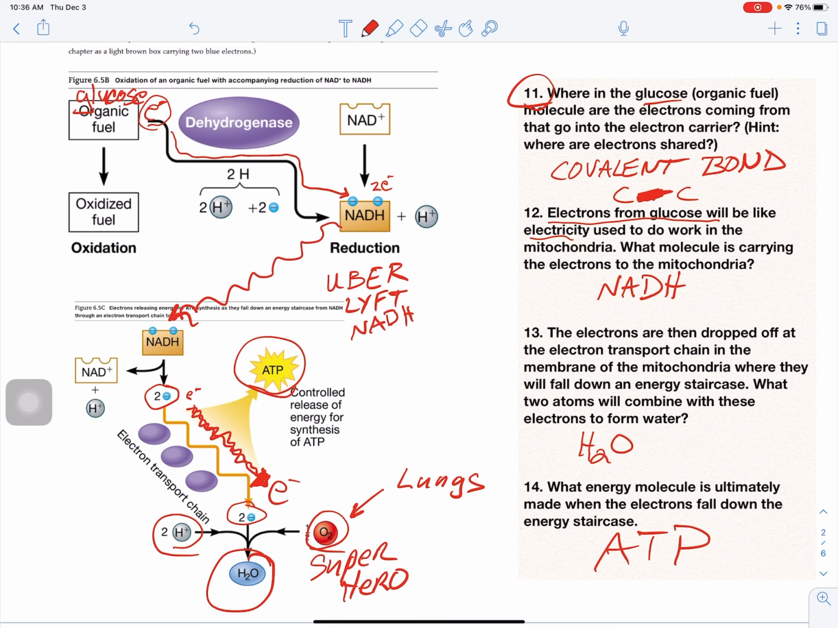What is the electron carrier? NADH. What happens to the electrons? They're going to combine with oxygen, and ultimately they're going to form water, as we saw right over here. What energy molecule is ultimately made? It's ATP.